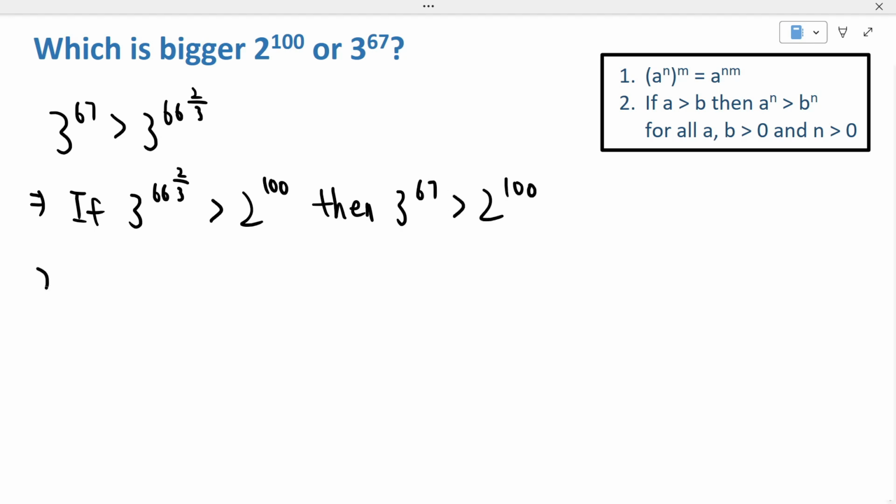We can rewrite 2 to the power of 100 as 2 to the power of 3, all raised to the power of 33 and 1/3, because 3 times 33 and 1/3 is equal to the 100 exponent in 2 to the power of 100.